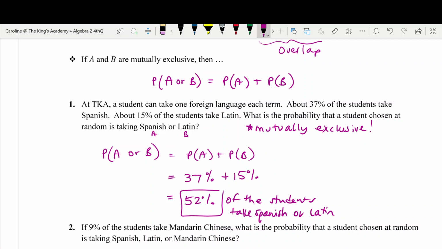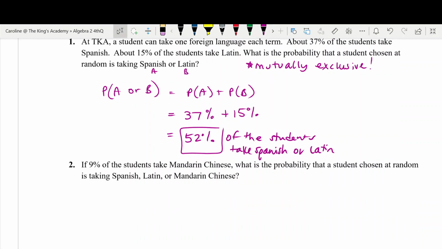All right, if 9% of the students take Mandarin Chinese, what is the probability that a student chosen at random is taking one of the three? So it is just 61. It sounds harder than it is when the probability is already given to you, right? You're just adding these together and that's it. So it's the 37 plus the 15 plus the 9, which is 61%.